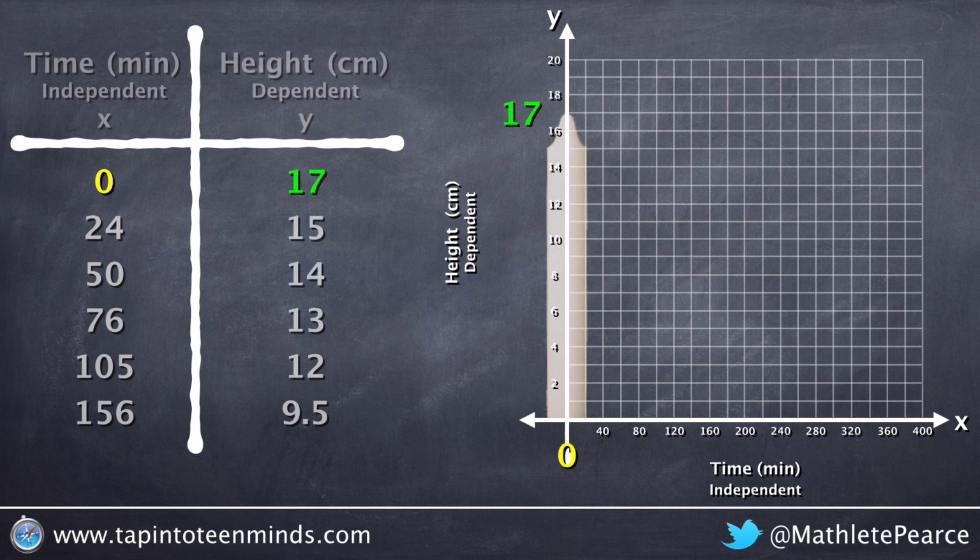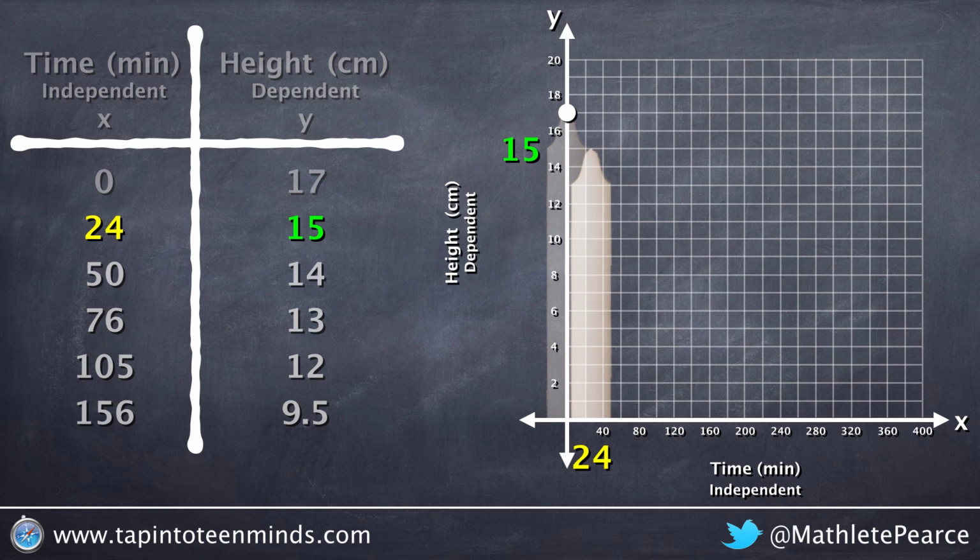So beginning at 0 on the x-axis and going up from the origin to 17 on the y-axis, we can then plot the point (0, 17). The point (24, 15) can be plotted in the same manner by moving from the origin to the right along the x-axis to 24 and up vertically to 15 on the y-axis for height, and then plotting the point (24, 15).